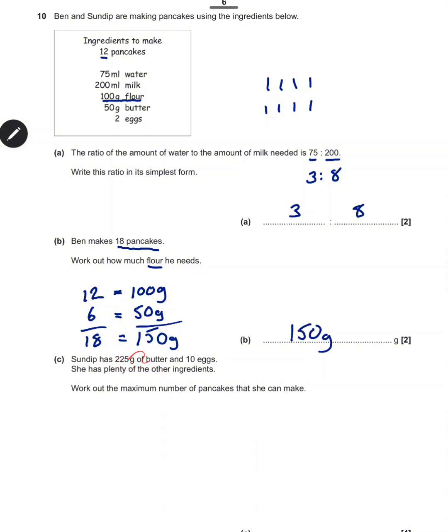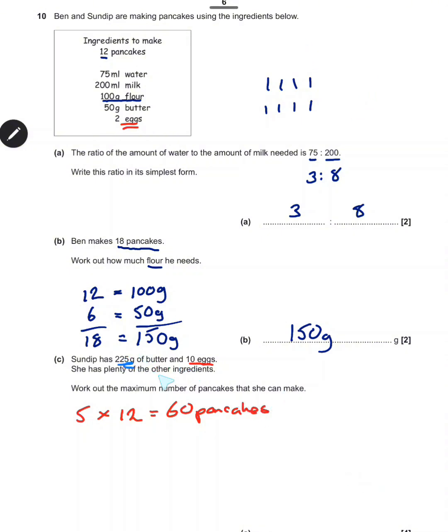Part C, we've got Sundip who has 225 grams of butter and 10 eggs and plenty of everything else. And we just want to know the maximum amount of pancakes that we can make. Well, if we just focus on the eggs to start with, we need 2 eggs for 12 pancakes. So we've got 10 eggs. We can make 5 lots of the recipe. Okay, from 2 eggs to 10 eggs is times by 5. So we can do 5 lots of the recipe. 5 times 12 is 60. So if we just focus on the eggs, we can make 60 pancakes.